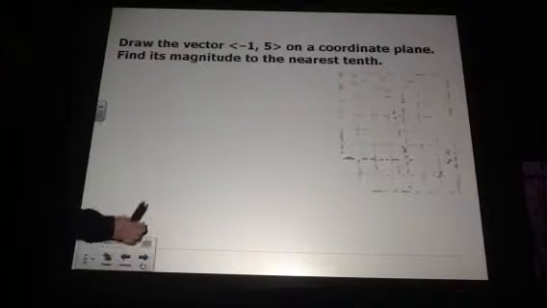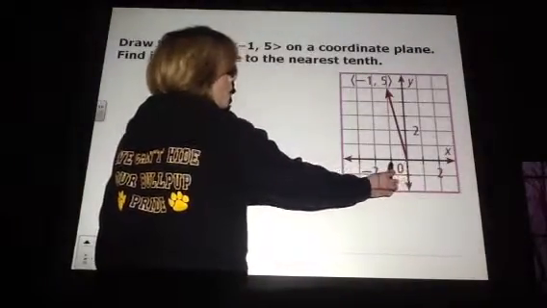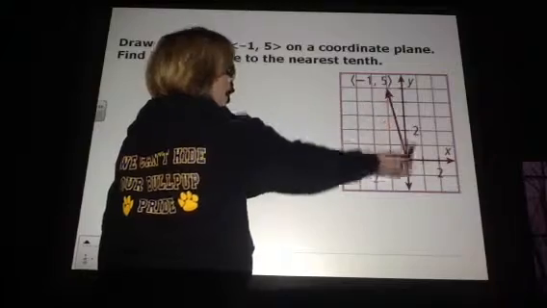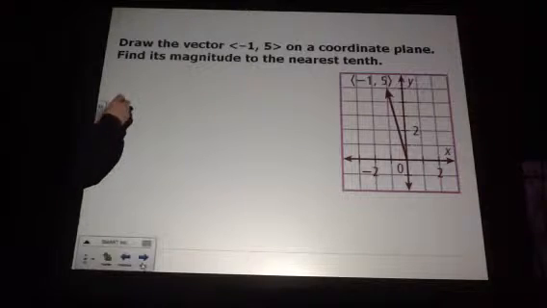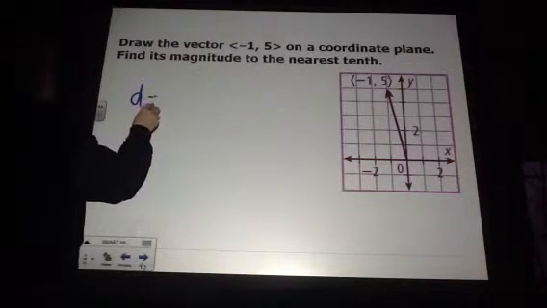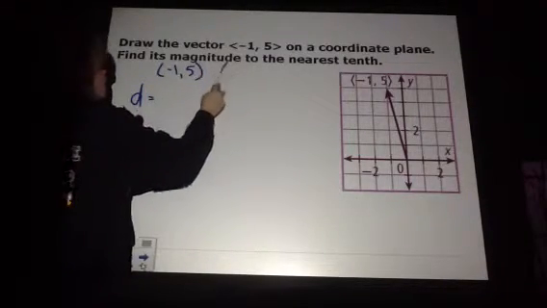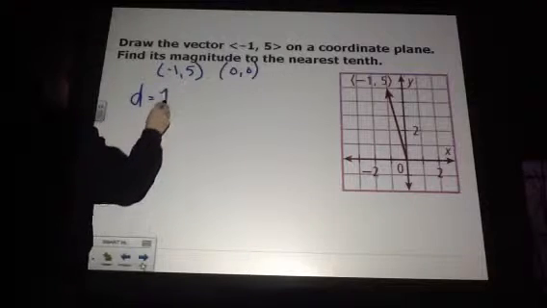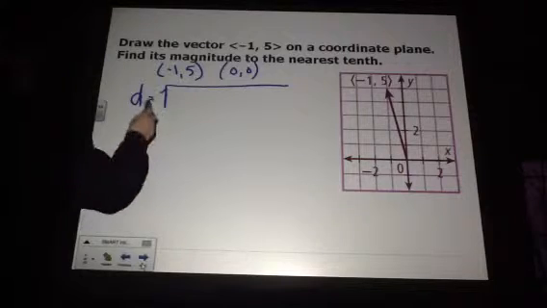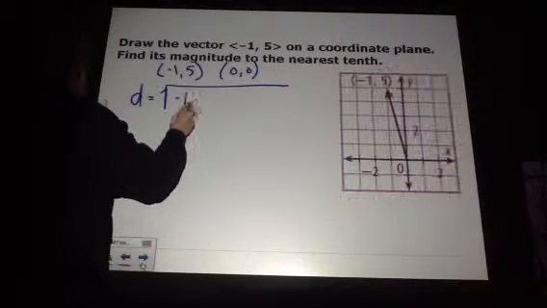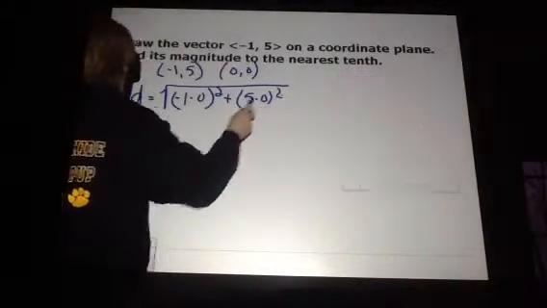Okay, so the coordinate plane. Start at the origin, and what we did is we went horizontal, -1, up 5. Initial, terminal point. Okay, so we need to find the distance. Okay, so we've got (-1, 5) as a point, (0, 0) as a point. Now, y'all don't like distance formula, but you need to get used to it. Okay, so we're going to take -1 minus 0, square it, add 5 minus 0, and square.